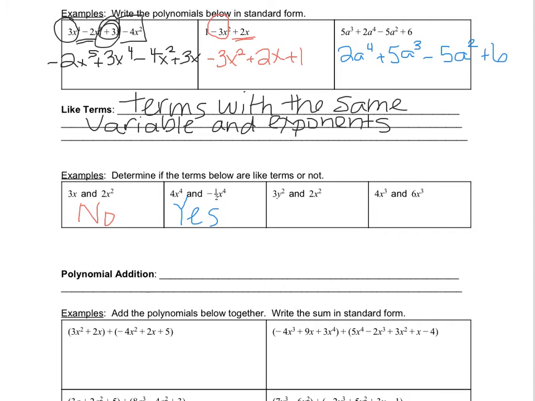3y squared and 2x squared. These have the same exponent, but they don't have the same variable, so they are not like terms. Last but not least, we have 4x to the third and 6x to the third. They both have the same variable and they have the same exponent, so these are like terms.